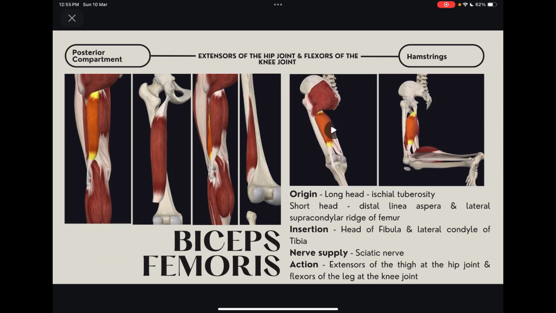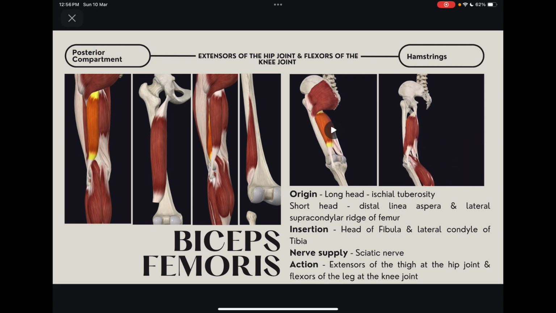Let's start with the biceps femoris. The biceps femoris muscle, similar to the biceps brachii, which is the muscle that we had in our arm. Biceps femoris has two heads. It has a long and a short head. The other muscle that we spoke about having two heads, a straight and a reflected head, was rectus femoris, which is part of the quadriceps. Biceps femoris is part of the hamstrings. It has a long head coming from the ischial tuberosity and a short head coming from the distal linea aspera and from the lateral supracondylar ridge.